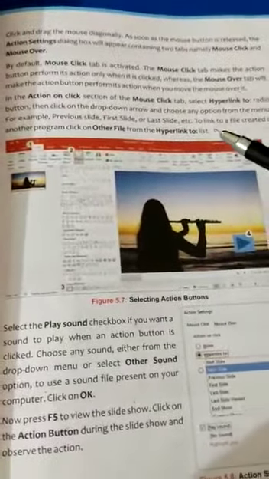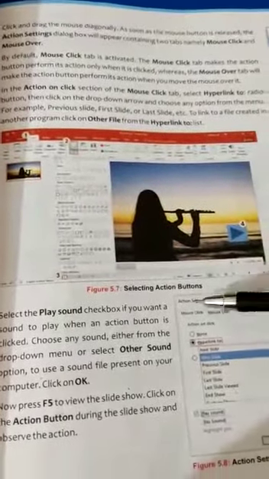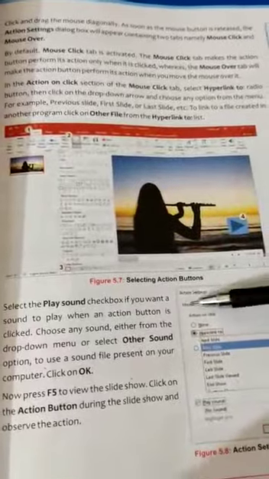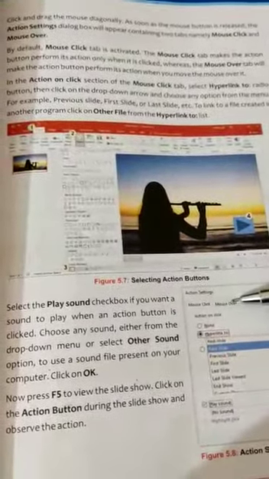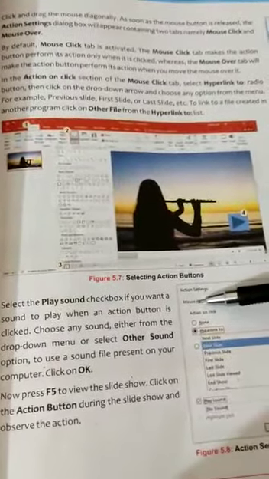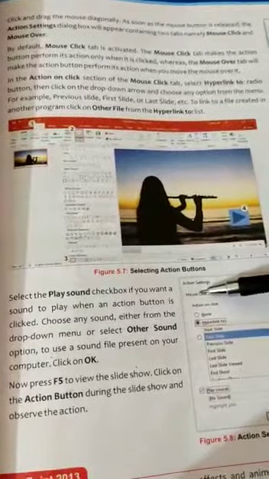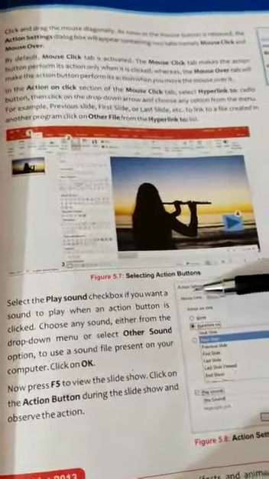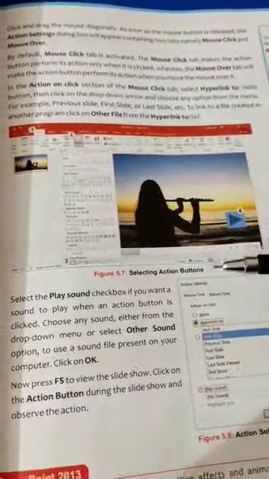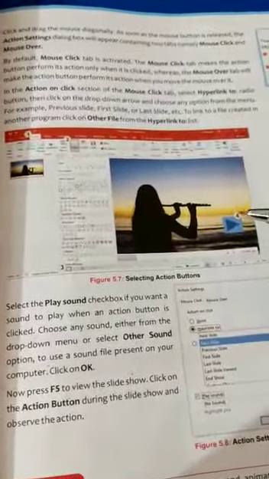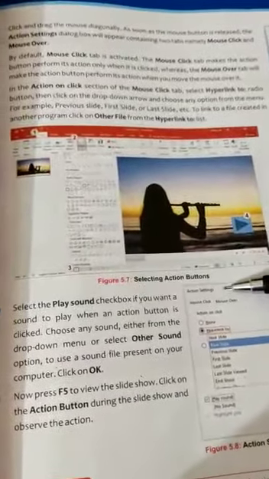When you release the mouse button, the action settings dialog box will appear that contains 2 tabs, mouse click and mouse over. By default mouse click is selected and it is used to make the action button perform its action only when it is clicked, when the mouse is clicked. Or in the mouse over tab, when you move the mouse over the action button, only then it will perform the action.